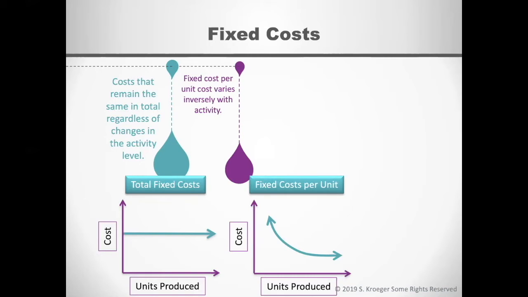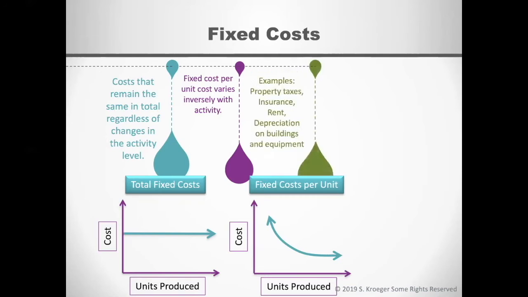These are fixed costs. Some examples of fixed costs that businesses have could be property taxes, insurance, rent, depreciation on buildings and equipment. These expenses that a business has would stay the same regardless if they had a lot of activity in the business or none at all. Regardless if it was a slow month or a busy month, this would stay the same. Let's look at an example for this.